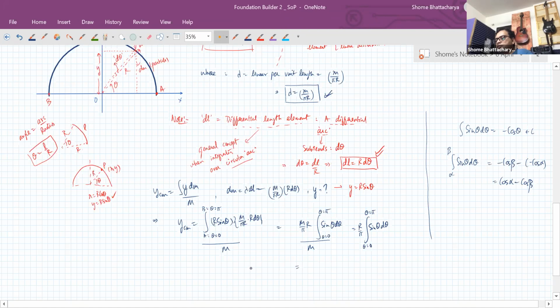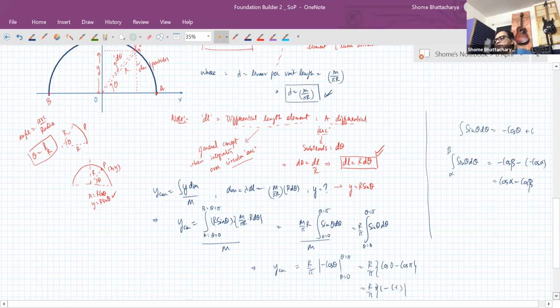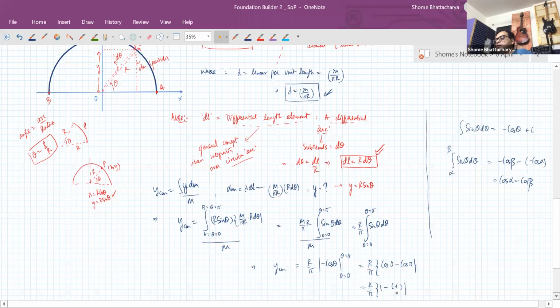So next step, this r by pi remains outside and minus cos theta. On this we have to put the limits 0 to pi. So that will become r by pi, cos 0 minus cos pi. So that will become r by pi, 1 minus of minus 1. So 2r by pi. Okay, so that becomes the y coordinate of the center of mass. So I'll explain the significance of this in a moment.